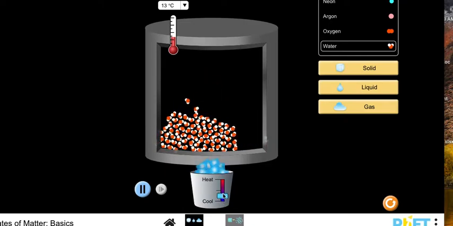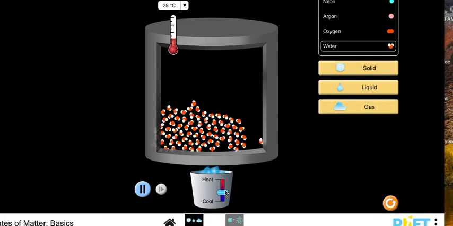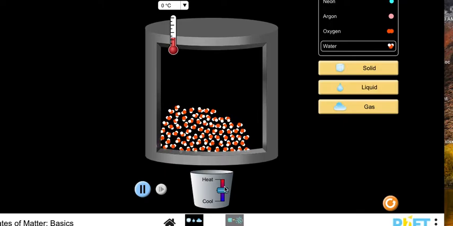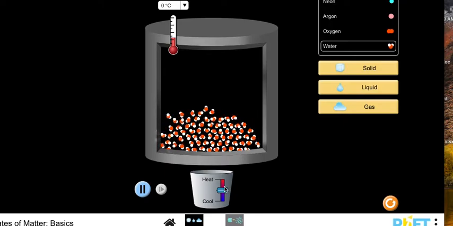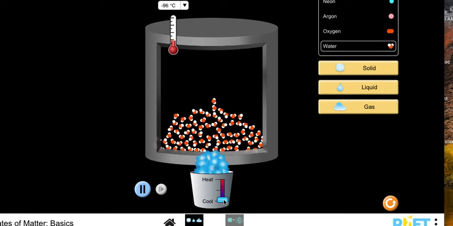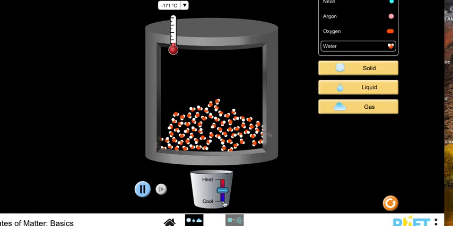And if I lower it on down to 0, oops, went past it, I should see a mixture of liquid and solid. We're almost moving to the solid phase. Now if I keep getting it colder, like in your freezer, below 0, you can see a solid form.